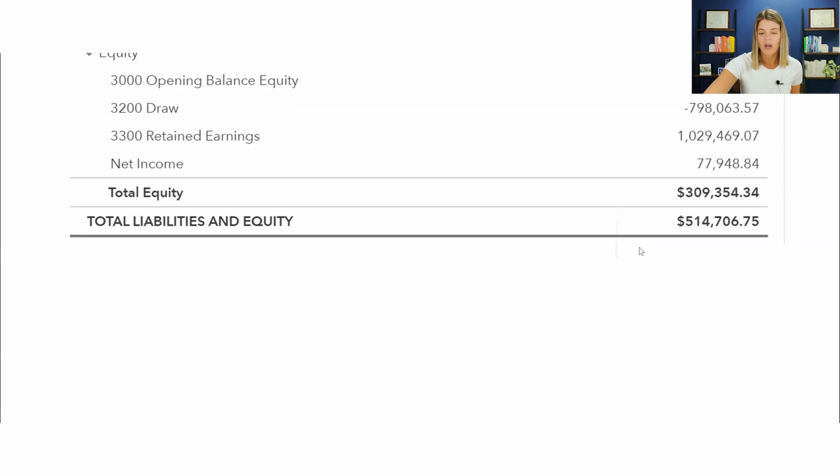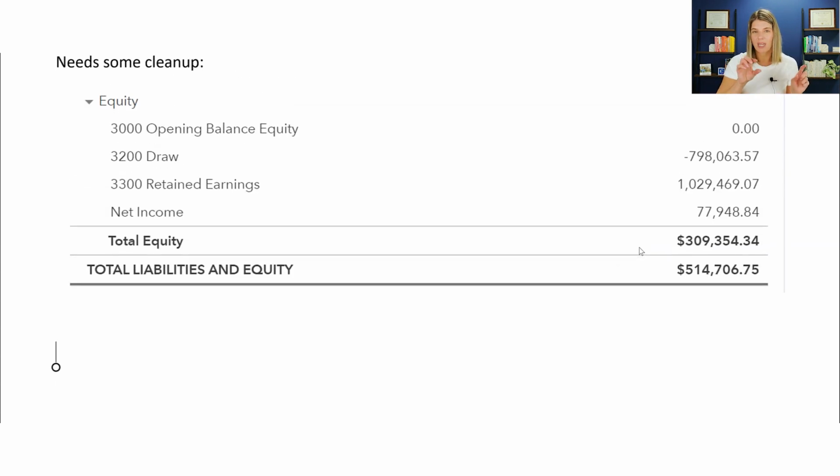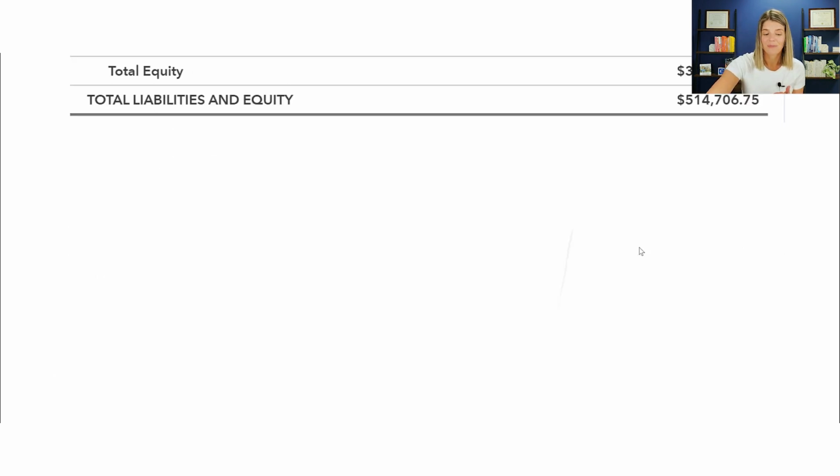Okay. And so you'll also notice on this, they don't have a separate line item for taxes either. So that's another recommendation I would make to this business owner, that we have a draw for just compensation or just distributions to the owner, and then also a distribution for taxes.